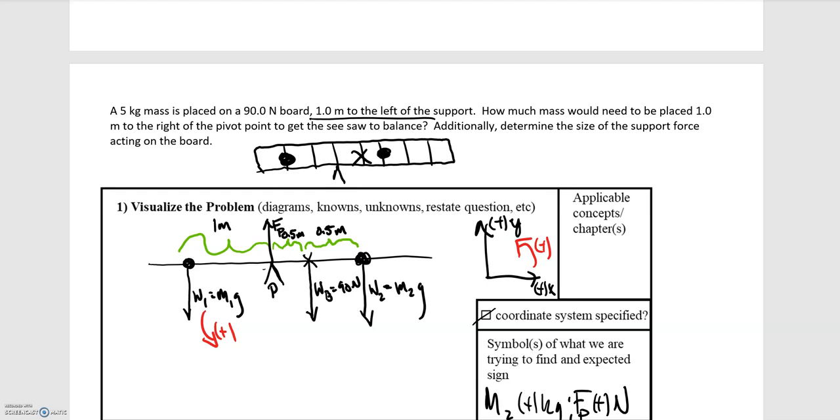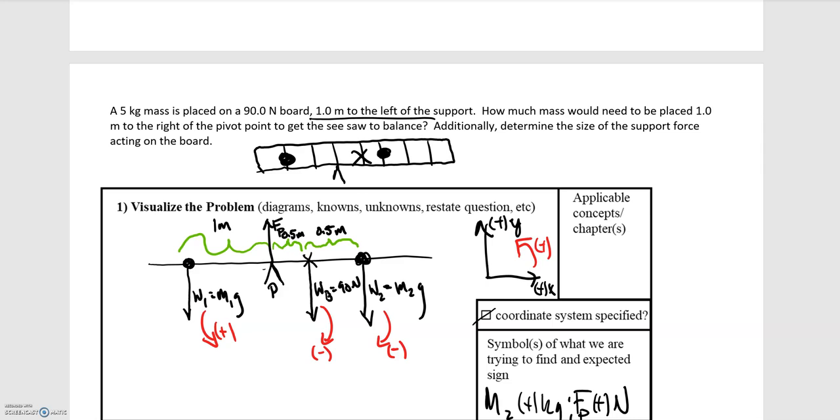Moving on to the weight force of the board, that is also pointing downwards, but it's to the right of the pivot point, so that's going to want to cause a clockwise rotation, and that will be a negative torque. And then the torque due to the weight force of mass of block 2 will cause a torque in the same direction, and that will also be negative.